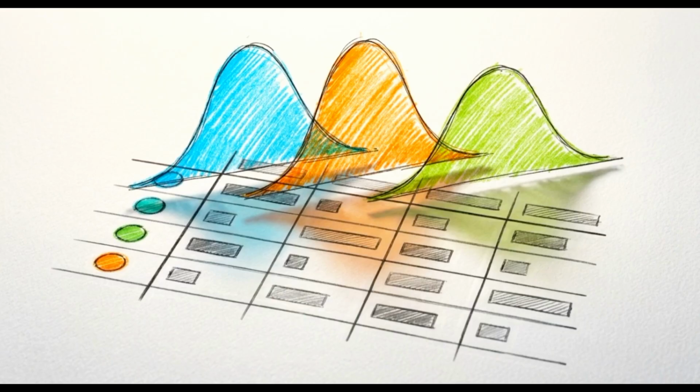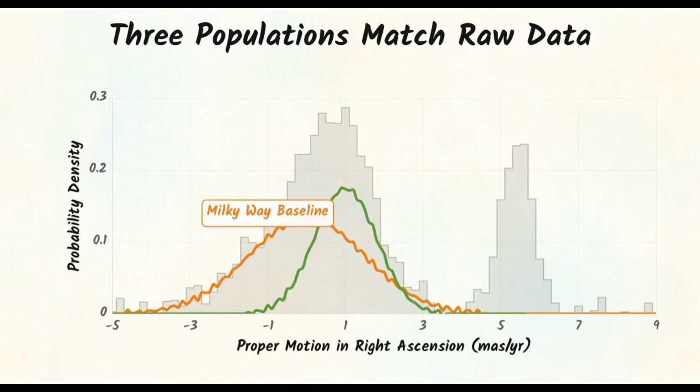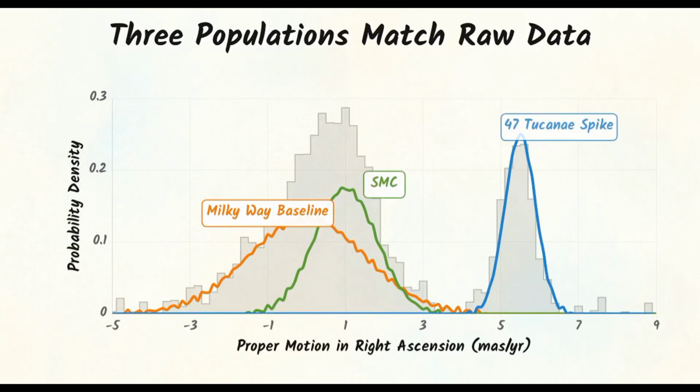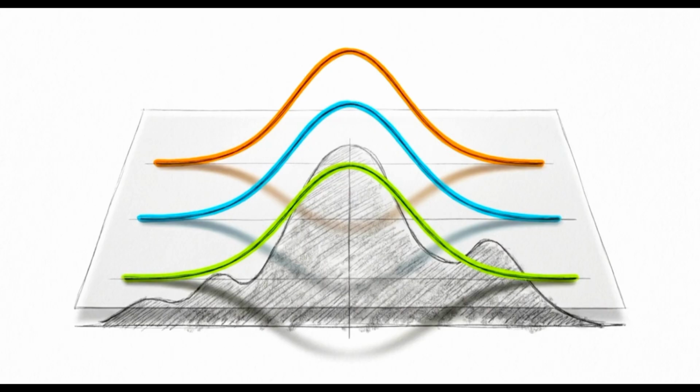We can map these extracted parameters back into individual probability density functions to verify the algorithm's accuracy. Over the raw histogram, we plot the reconstructed curves, the wide orange Milky Way baseline, the green Magellanic Cloud, and the sharp blue 47 Tucanae spike. Tracing their sum creates a total fit perfectly aligned with the raw boundary. The one-dimensional model successfully slices through overlapping datasets that simple, hard-coded velocity cutoffs would fail to separate.